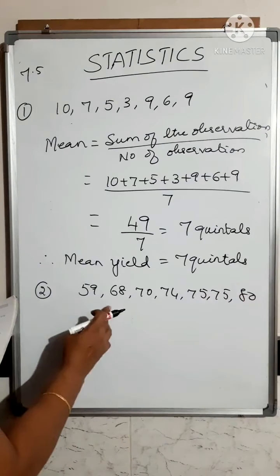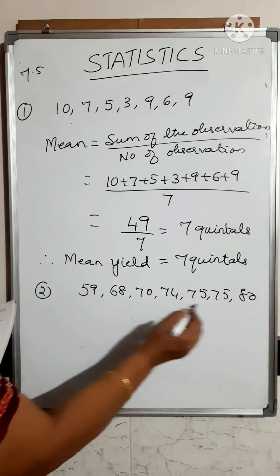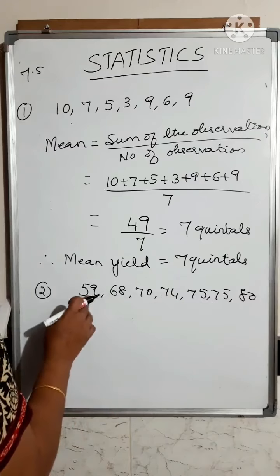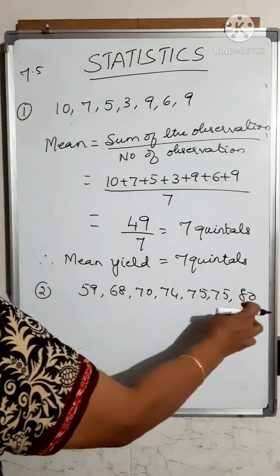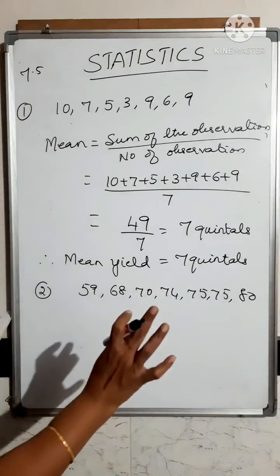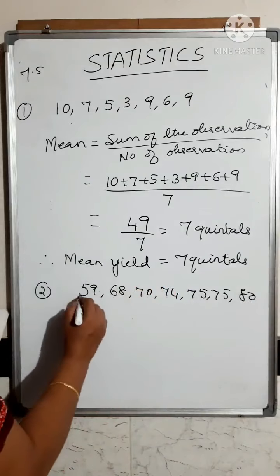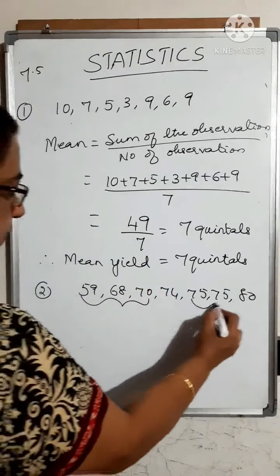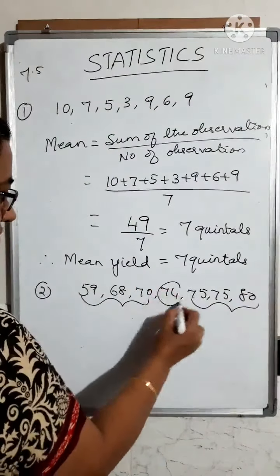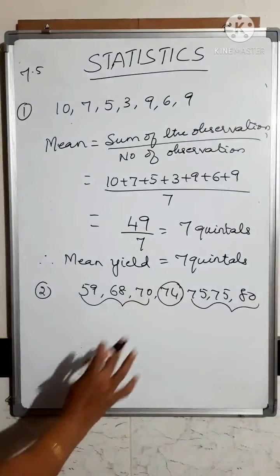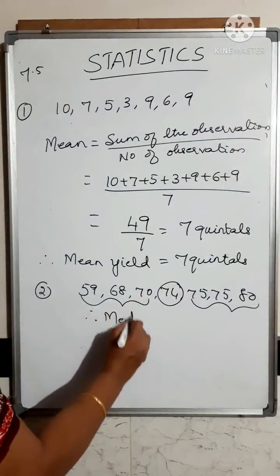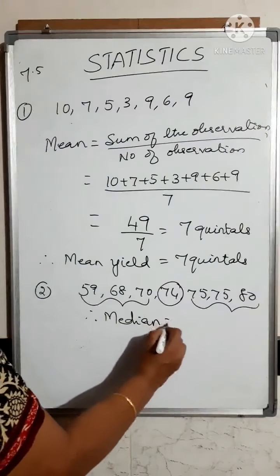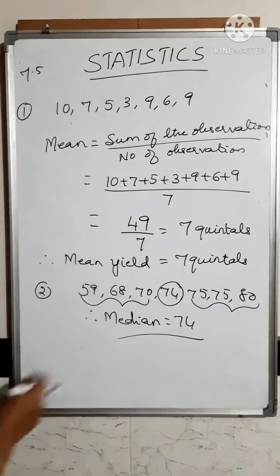Now after arranging the scores in the ascending order, see if the number of scores here is odd. 1, 2, 3, 4, 5, 6, 7 you have got. So you get exactly the middle position of the score. So leave 3 scores here, leave 3 scores towards the end. So this is the middle, the score which is lying at the middle. So you have to only write: therefore median is equal to 74.